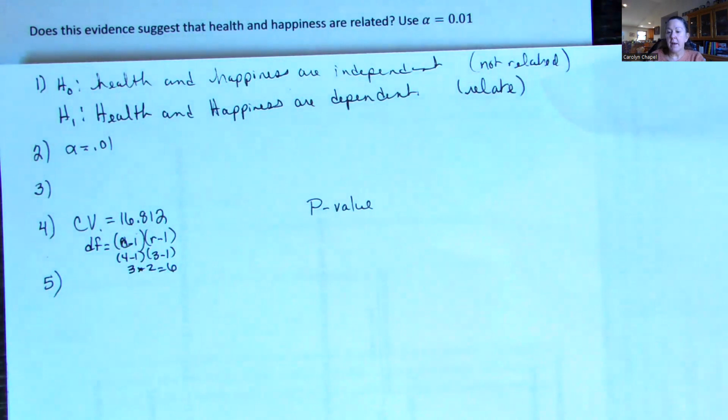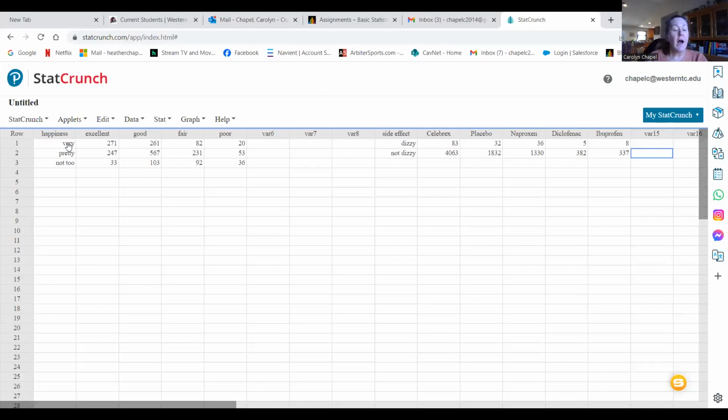All right, I am going to go to StatCrunch now and get all of the other information that I can. Again, I did previously put in all of this information here. I did label happiness at the top, and I put the pieces here. I didn't write them all out: very happy, pretty happy, or not too happy. I just left out the happy word. Our excellent, our good, our fair, and our poor.